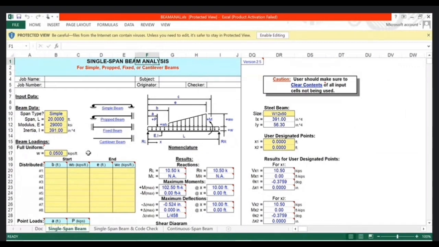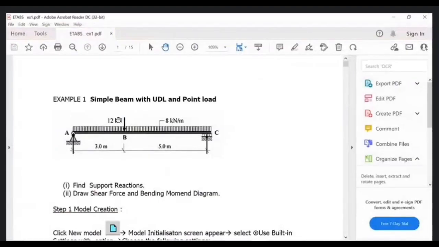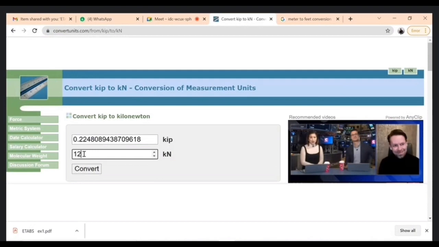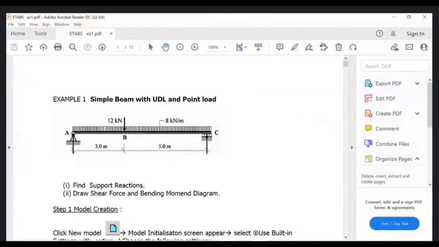You can see here, the first load is 12 kilonewton. We have to convert this 12 kilonewton into kilopound. So here you can see our load is 12 kilonewton. In kilopound, our load is 2.6977 KIP, that is kilopound unit. Okay, and the second load is 8 kilonewton per meter. If this load is converted into kilopound per feet, it will be 0.548. So initially we have to put our load here.